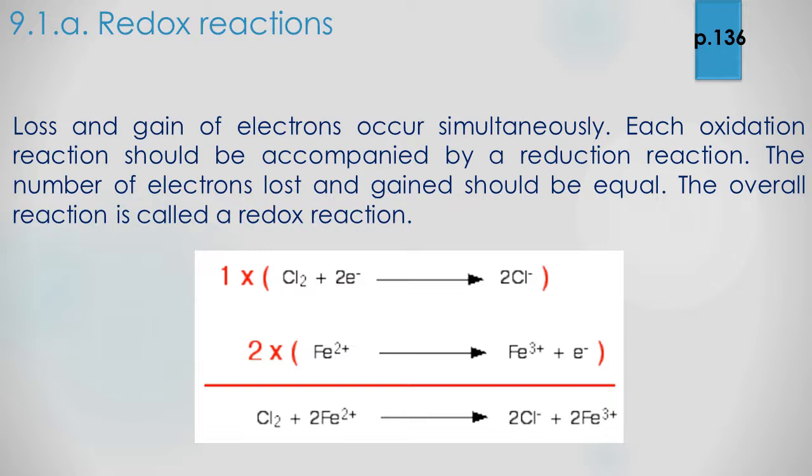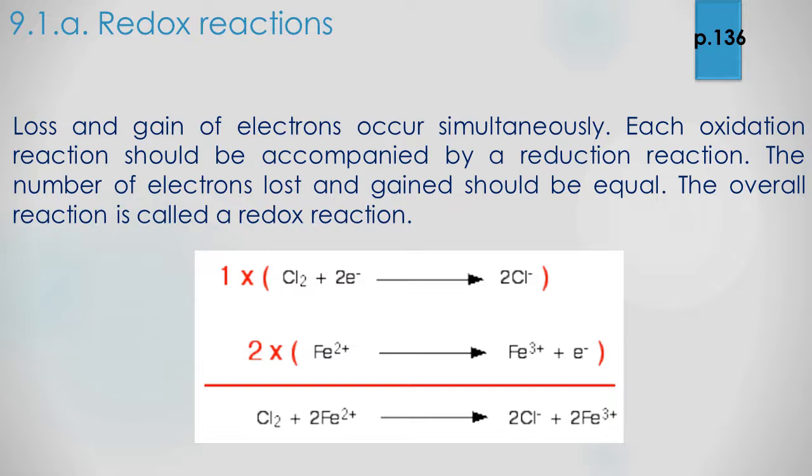So as you can see here, Cl2 is gaining 2 electrons to form 2 Cl⁻. This is reduction because electrons are gained, and Cl2 is the oxidizing agent. Fe²⁺ loses 1 electron to form Fe³⁺. So Fe²⁺ is undergoing oxidation and it's acting as a reducing agent.